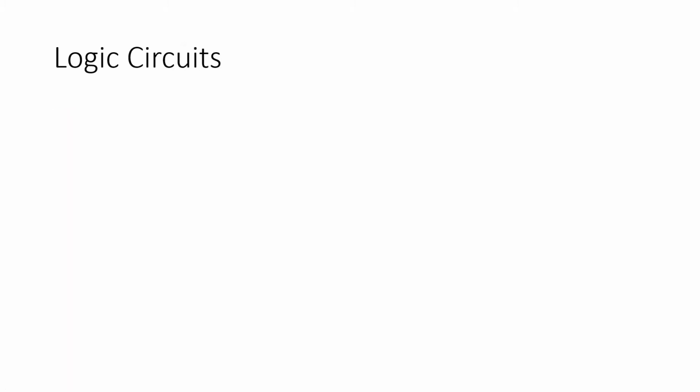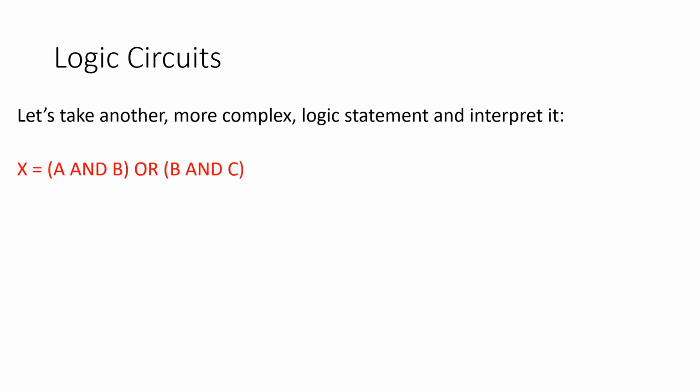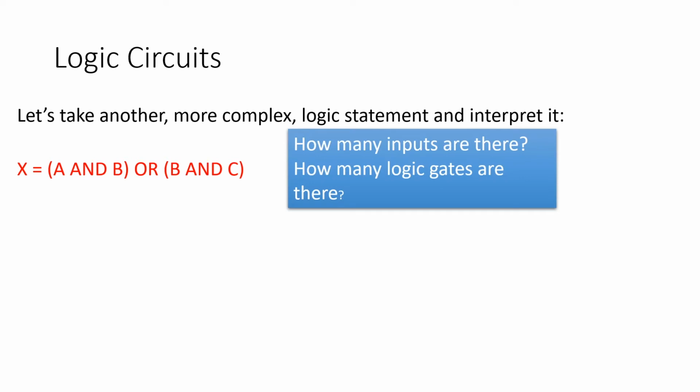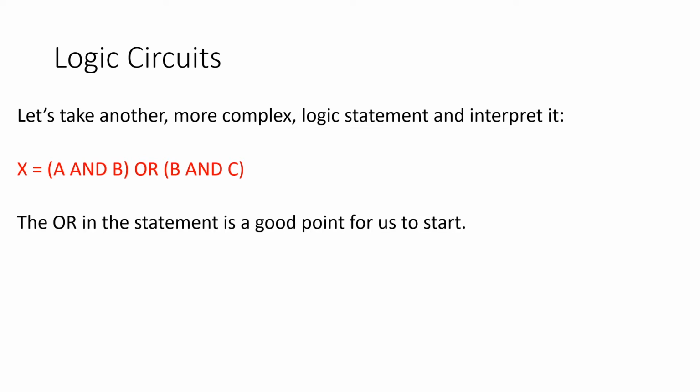Keep on going. We've got this one here. How many inputs in this one? How many gates on this one? Well, we know there's AND gates, OR gates, two AND gates in fact, and there's A, B, and C, so there's 3 inputs.